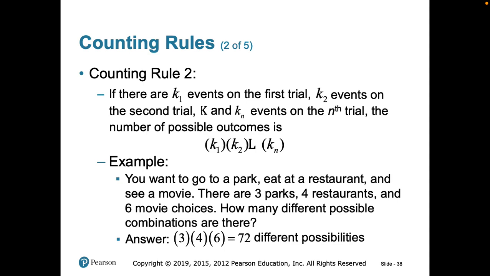So say you can go to the park, eat at a restaurant, and see a movie. There are three parks that you can choose from, there are four restaurants where you can eat, and there are six movie choices that you can see. So how many different possible combinations could there be? In this case, k1 is 3, k2 is 4, and kn is the six different choices. So you multiply all of those and you get 72 different possibilities. So based on those six movies, the four restaurants, and the three parks, you can arrange them in 72 different possible ways.